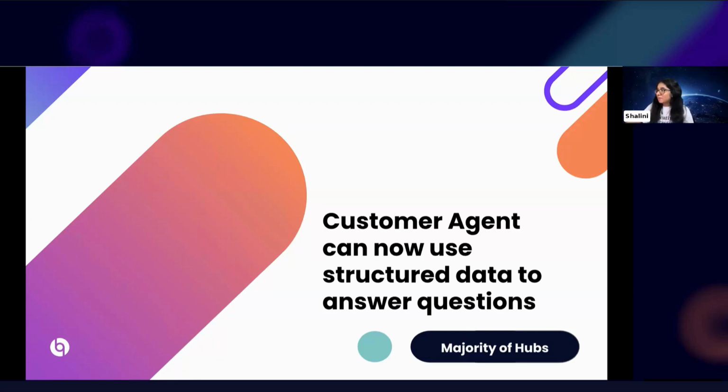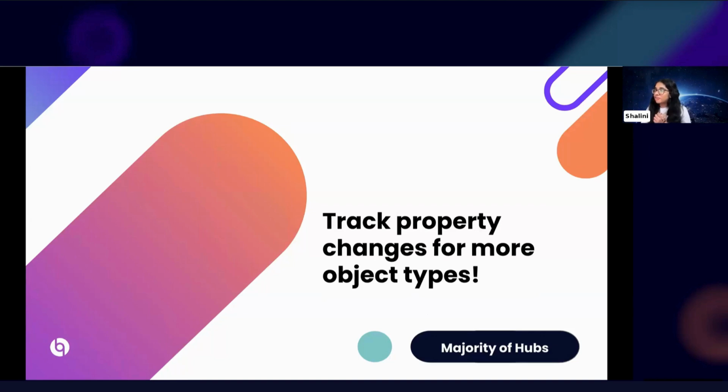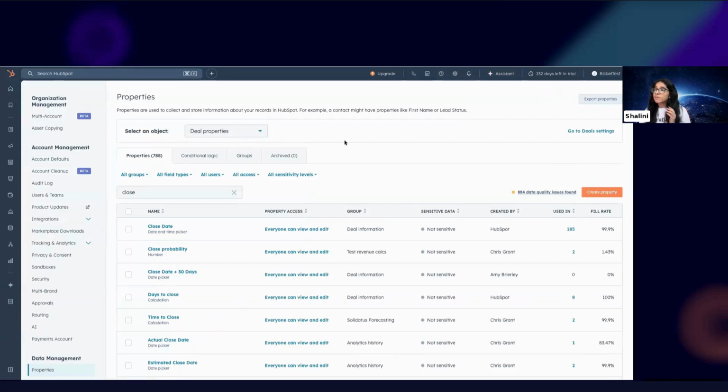Absolutely. And then we have track property changes for more object types. This is something we've covered before with the standard objects. You can track property changes. What that means is if someone, let's say in a life cycle stage, becomes an MQL, you can track that and then report on how much time people take to change to an MQL, for example. Now this is available on different objects as well.